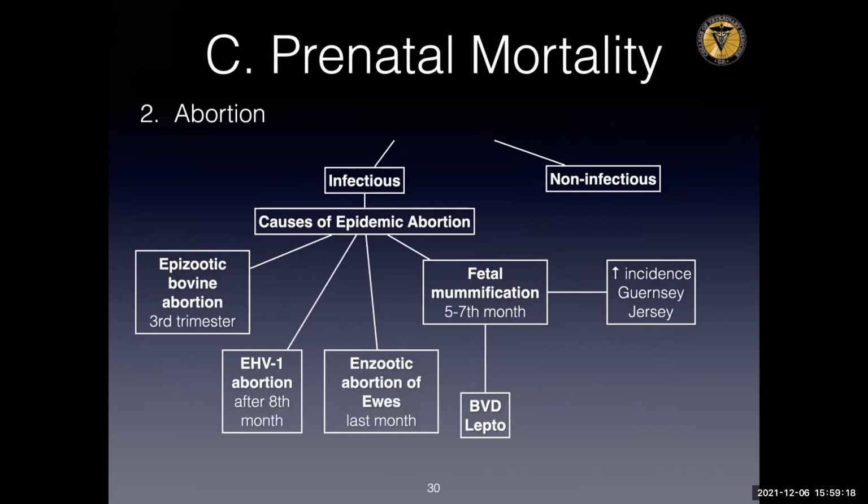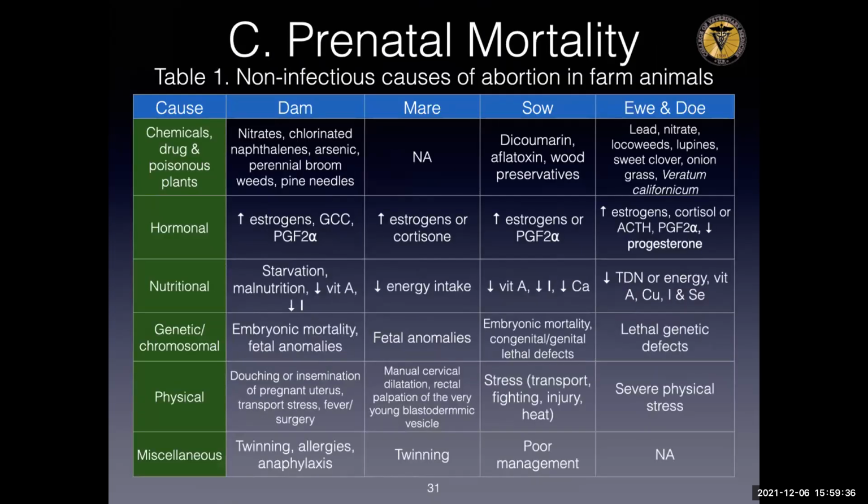Okay. Other than that, our causes would be infectious. We have these different kinds. So you have to be familiar with these different diseases. And then we can also have non-infectious that would be the stress, etc. Nutrition, yeah. And these are the non-infectious causes of abortion. We have intoxication, we have hormonal, we have genetic or chromosomal, we have physical, and other factors such as twinning, poor management, allergies, and anaphylaxis.